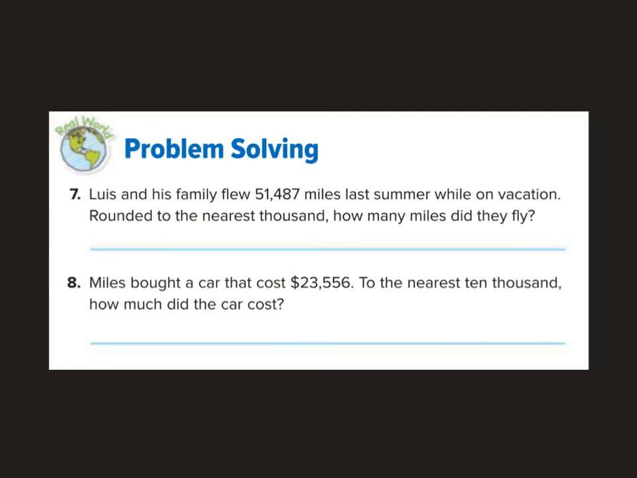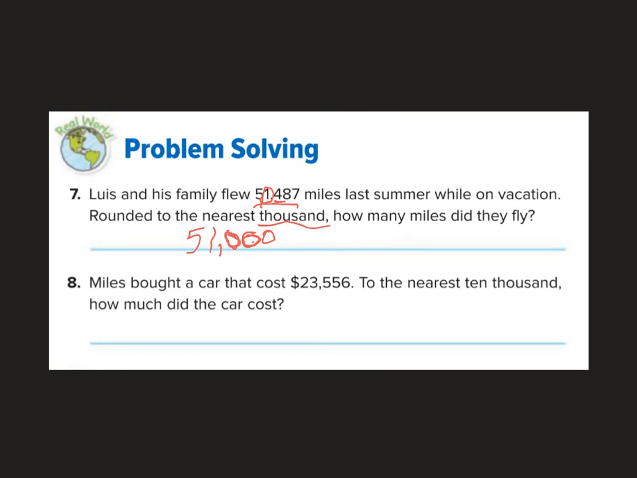Luis and his family flew 51,487 miles last summer while on vacation. Rounded to the nearest 1,000, how many miles did they fly? Circle the 1,000, underline the 4, tells us the 1 should stay the same. Everything to the left always stays the same, and everything to the right becomes a 0.